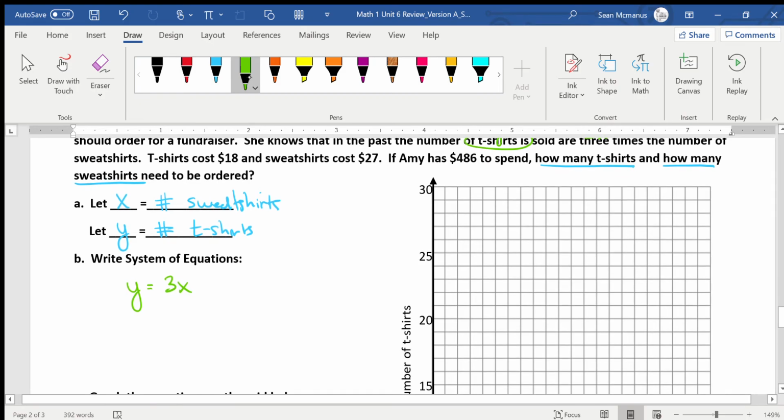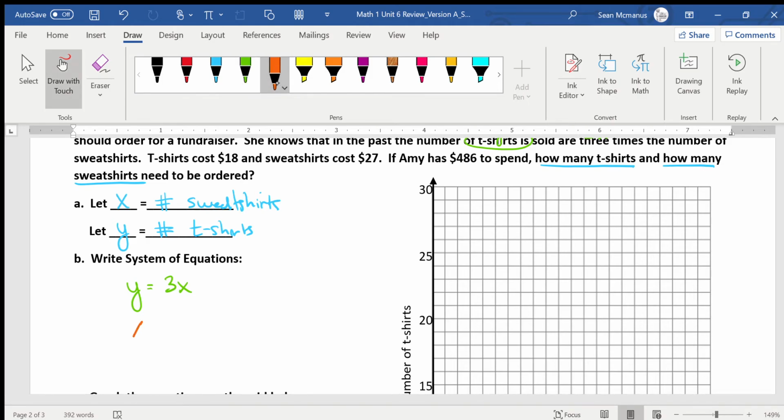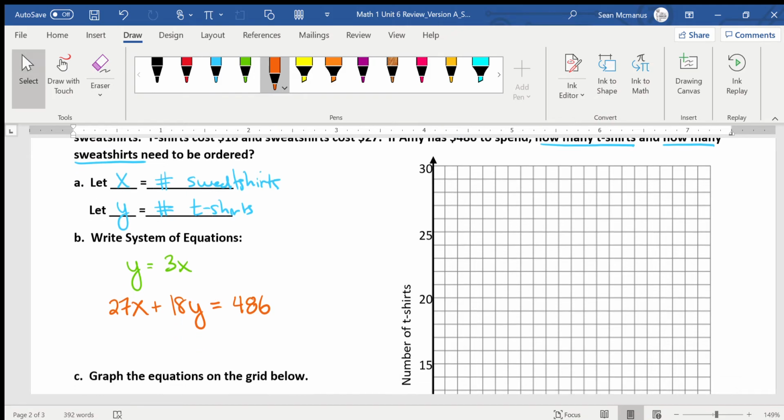We know each sweatshirt she buys, I'll do a different color here. So X, every sweatshirt she buys costs $27, and every t-shirt she buys costs $18, and the total she has to spend is $486. So how many could she buy? This is kind of a tricky problem here, so let's see.